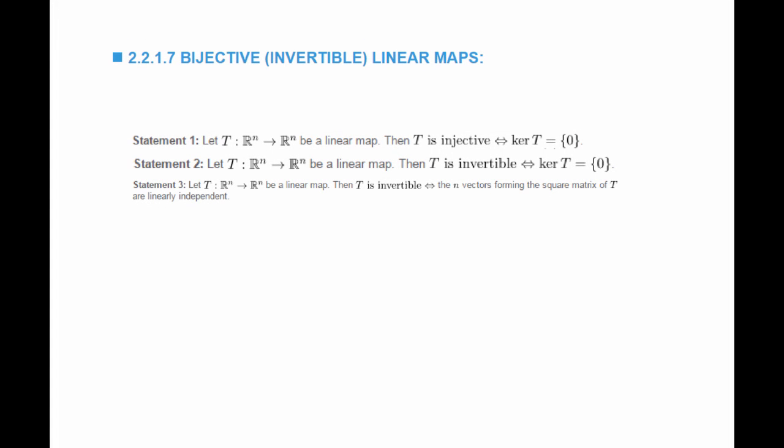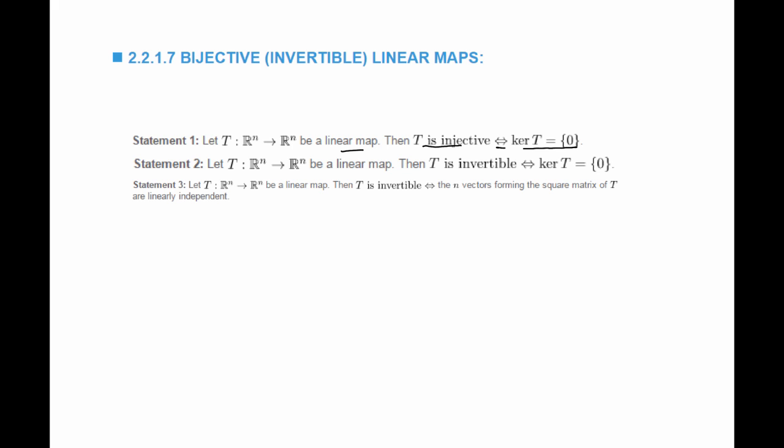There are 3 statements on the website. For the 3 statements, you have the proof. I don't really ask you to memorize the proof or anything, but I want you to read the proof and try to understand it. And I want you to understand the statements really well. The first statement is: if I have a linear map T from Rn to Rn, T is injective, it's 1 to 1, if and only if its kernel is equal to 0. So the only vector that is mapped to the 0 vector is the 0 vector.